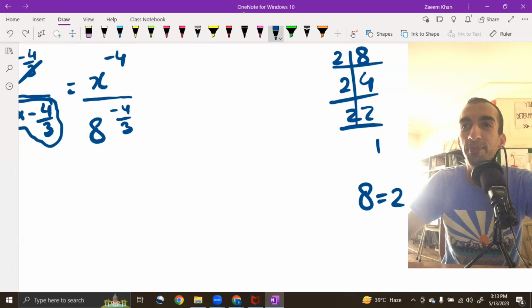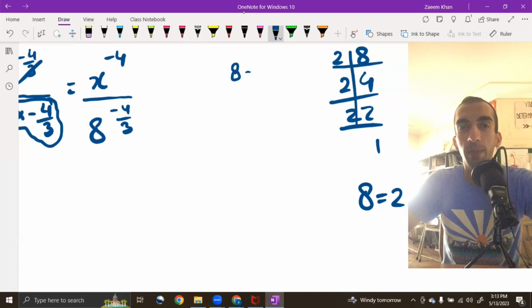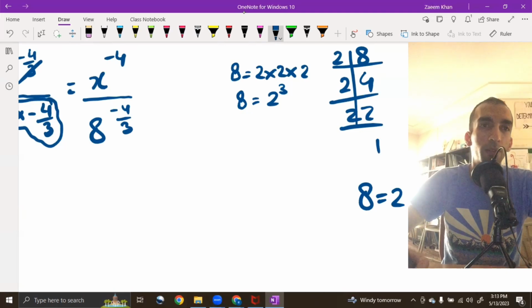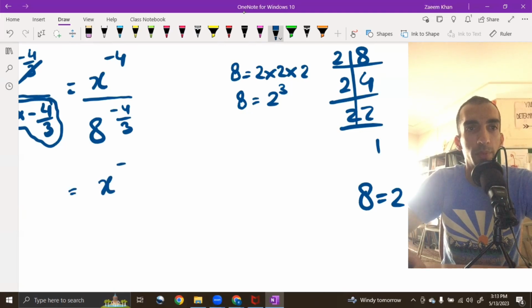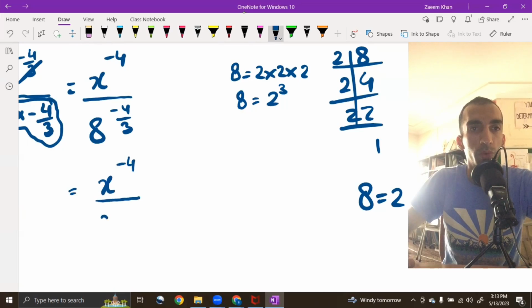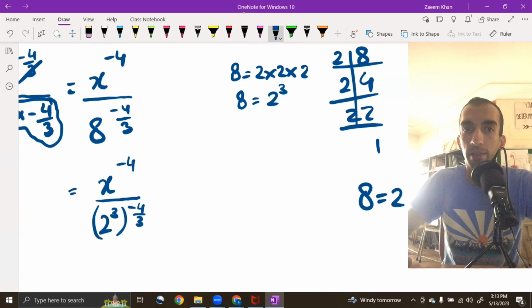Can 8 be broken down and written as 2 multiplied by 2 multiplied by 2? So 8 is equal to 2 cube. Can I rearrange 8 and write it as 2 raised to the power 3? All right. X raised to the power -4 divided by, I'm going to write 2 raised to the power 3, and then we've got -4/3 outside as it is.